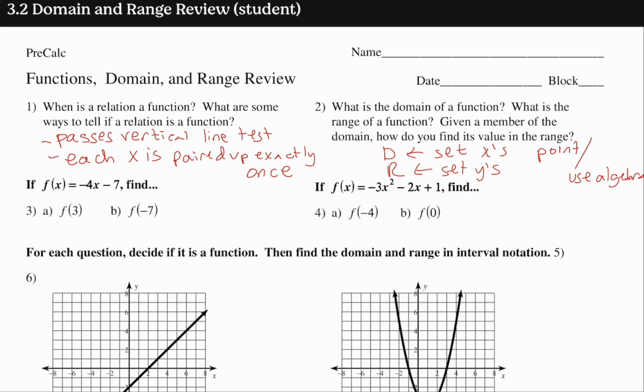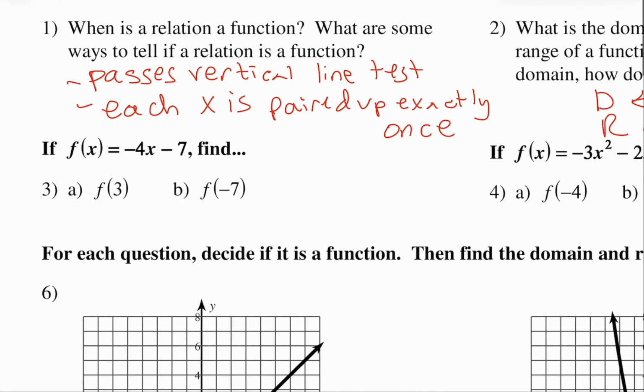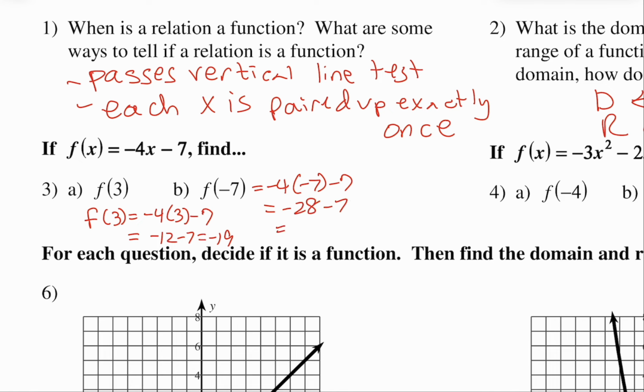Okay. So 3a is f of 3. All you're going to do is you're going to replace our x, so right there, with a 3, and follow order of operations. So that's going to be negative 12 minus 7, or negative 19. So this one says to input negative 7. So that's going to be negative 4 times negative 7 minus 7, or negative 28 minus 7, which is negative 35.